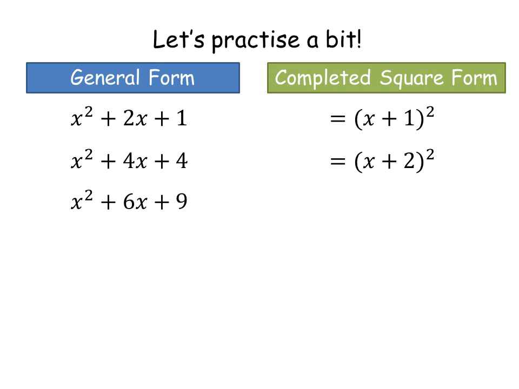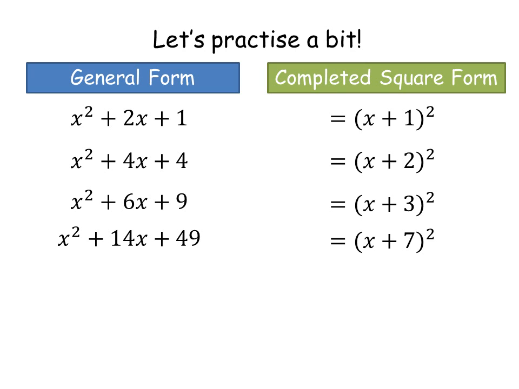Did you get half of 6 equal to 3? There you go, and 3 squared is 9. Half of 14 is 7. 7 squared is 49.